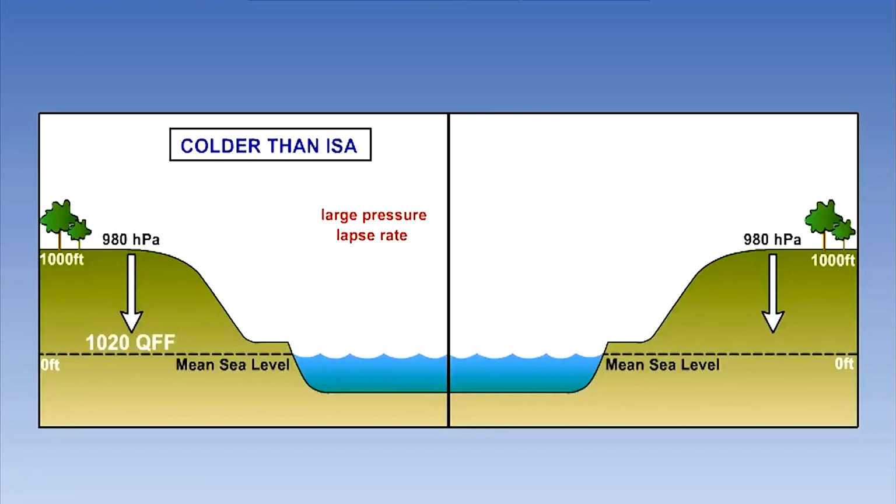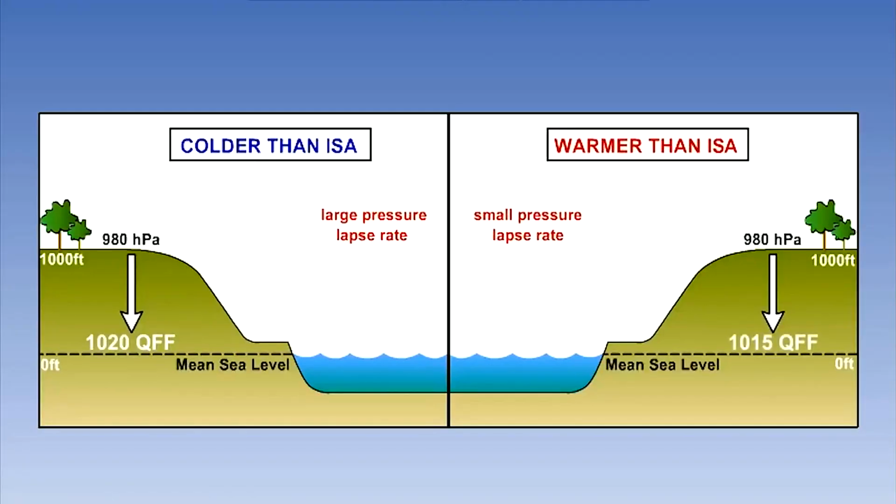If the air at the location was colder than ISA, we would expect the pressure lapse rate to be greater. So when adjusting the surface pressure to mean sea level, we would gain more pressure in 1000 feet than if the air was warmer than ISA. The two diagrams confirm this for us. The diagram on the left shows that if a station was above mean sea level and the air was colder than ISA, the corrected mean sea level pressure would be higher when compared to warmer than ISA.